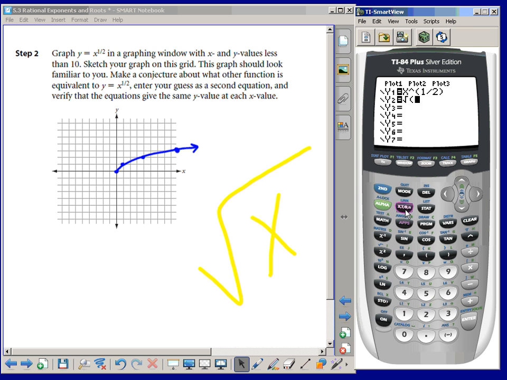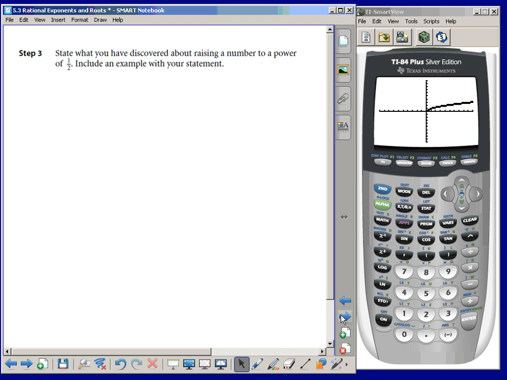So let's put the square root of x into y2. And let's go over to the left side of the y and change it to a bold curve, and just make sure that our conjecture is true, that y equals x to the 1/2 is equivalent to the square root of x.